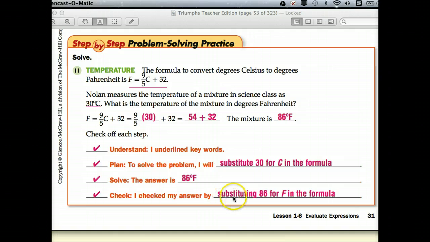Now, to check your answer, you can substitute 86 in for F, and then you can see if it's equal or not. Do you come up with the 30 degrees centigrade? So you can put 30 in for C and 86 for F, and both sides should be equal.